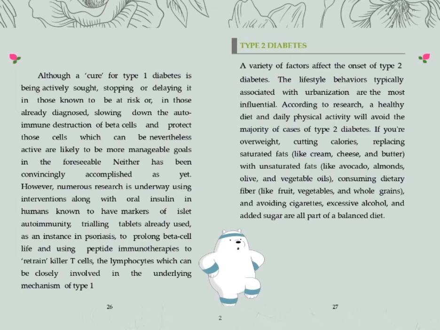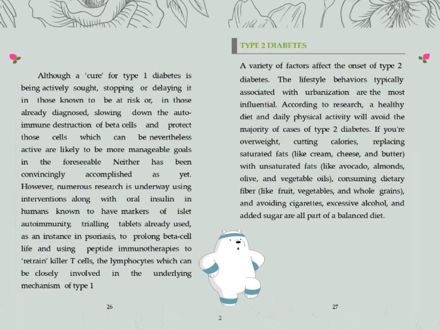However, numerous studies are underway using interventions such as oral insulin in humans known to have markers of islet autoimmunity, trialing tablets already used in psoriasis to prolong beta cell life, and using peptide immunotherapies to target killer T cells, the lymphocytes which are closely involved in the underlying mechanism of type 1 diabetes.